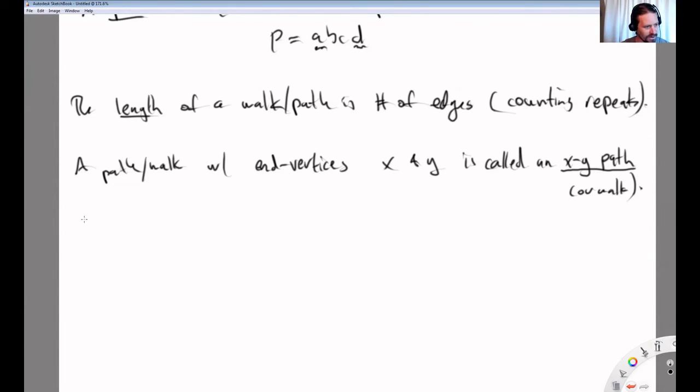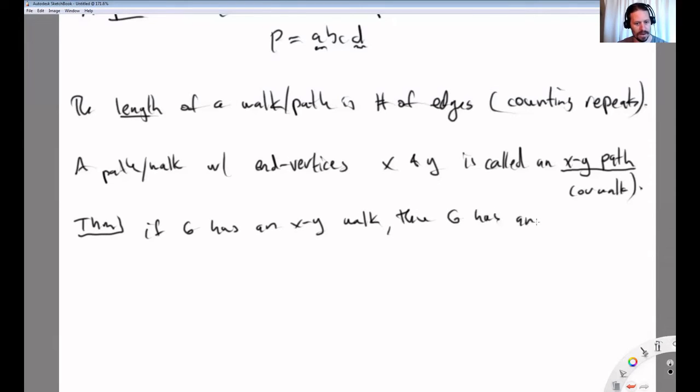So the theorem says, and this is not surprising, and you can prove it by a picture, that if you have an XY walk in your graph, so some way of walking along edges to get from X to Y, then you actually have a path. You can do it with no repeats, right? Like you can get from A to B without repeating if there's some way to get there. So if G has an XY walk, then G has an XY path.